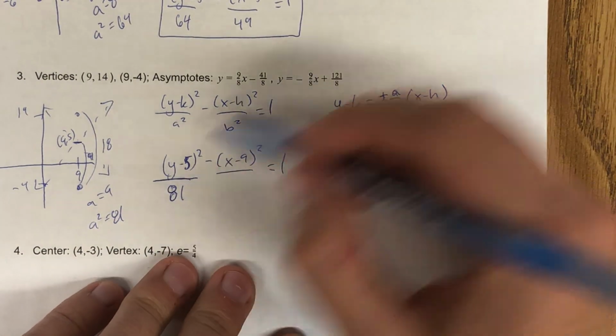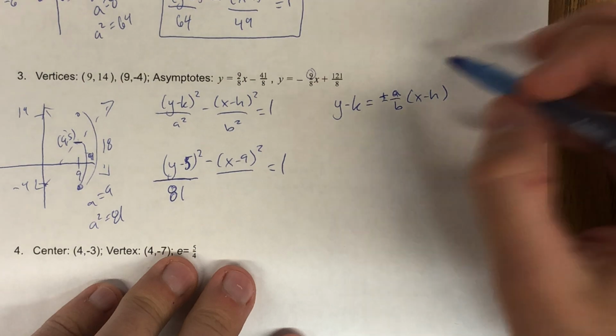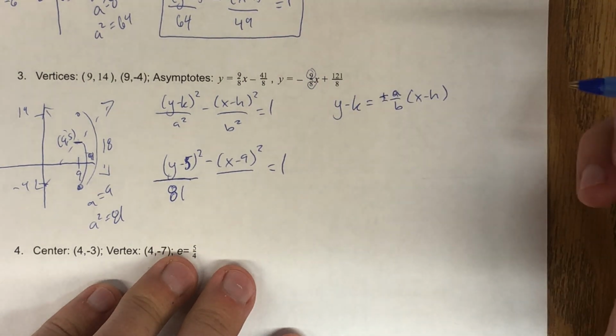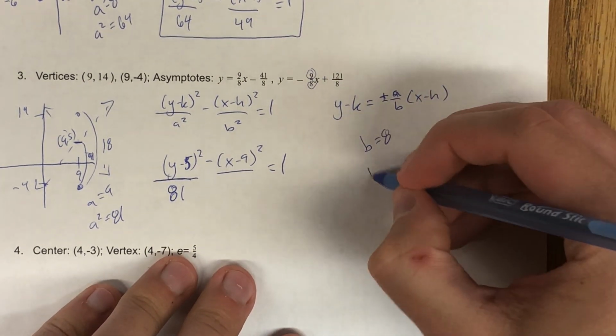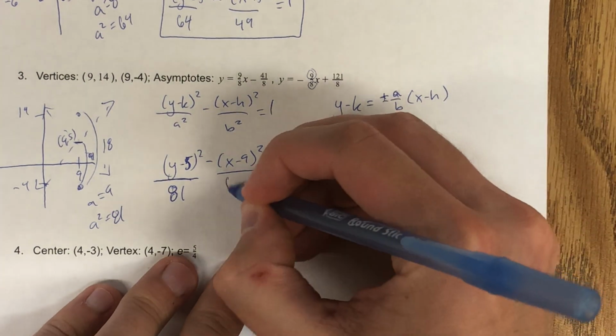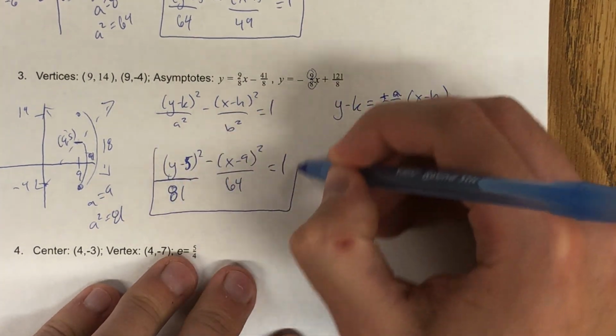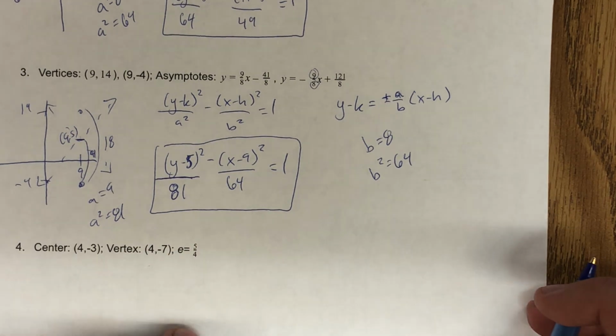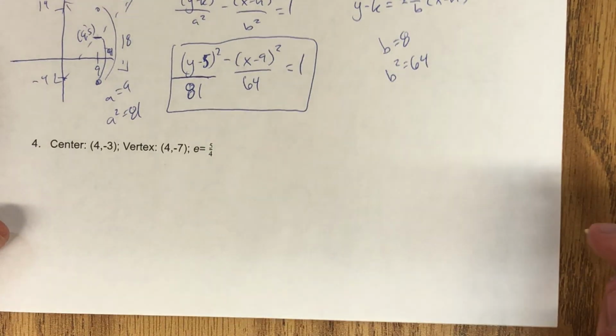Well, we know that a is 9. So that would mean b would just be 8. So all we need is really the slope to be able to figure out that b value. And there we go. Okay. On to the last one.